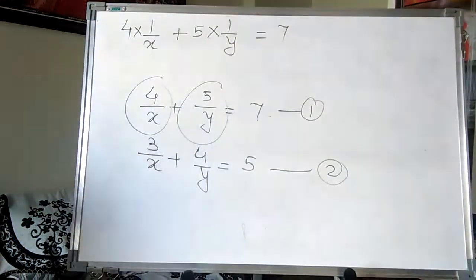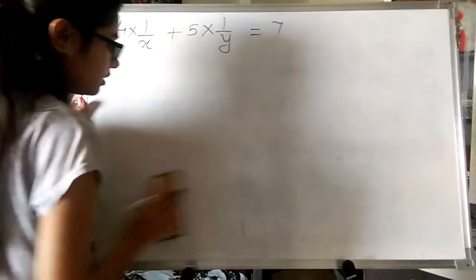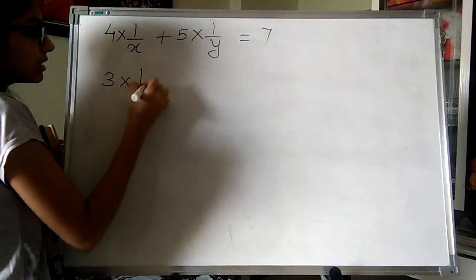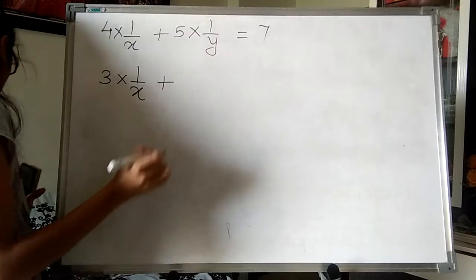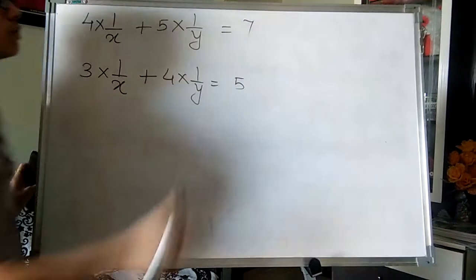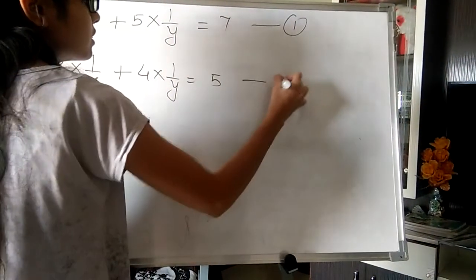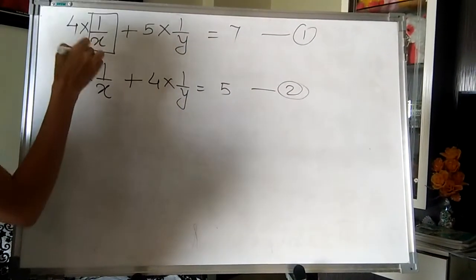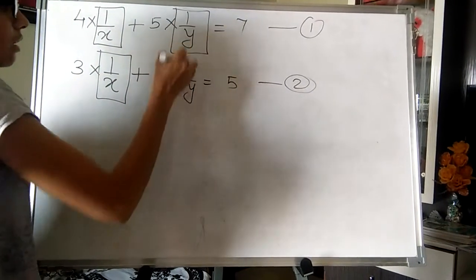Same goes for the second equation. I am just writing it in a different way. 3 into 1 upon x is the same as 3 upon x, plus 4 into 1 upon y is equal to 5. This is your equation number 1 and 2 itself. Now what is the common thing you see? 1 upon x, 1 upon x, 1 upon y, 1 upon y.